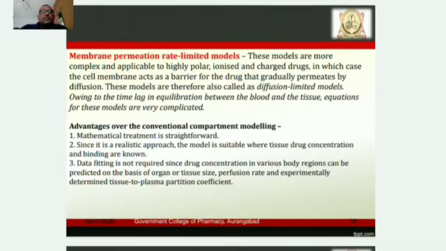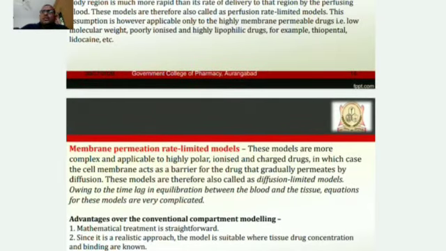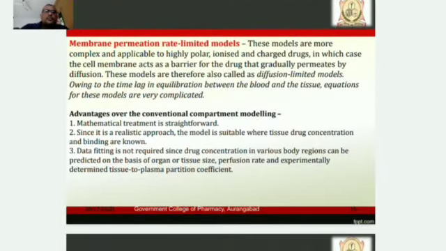Next is the membrane permeation rate limited models. These models are more complex and applicable to highly polar, ionized and charged drugs, in which case the cell membrane acts as a barrier that the drug gradually permeates by diffusion. Here the cell membrane is considered as the barrier to penetrate the drug to the other side. So this model is also called the diffusion limited model, where the first model is called the perfusion rate limited model, and the second type is called diffusion limited because it is based upon the permeation, that is the diffusion of drug from one side to another side.